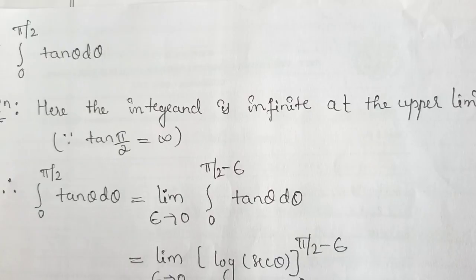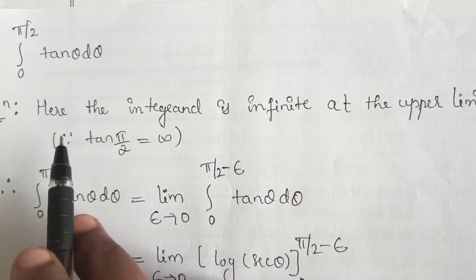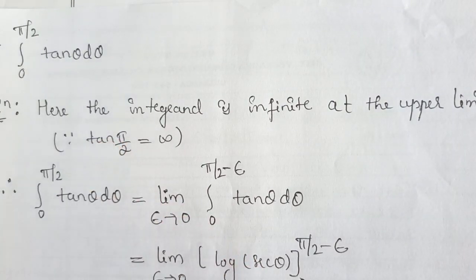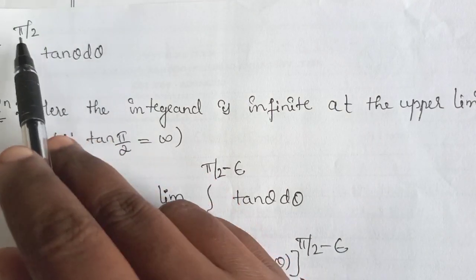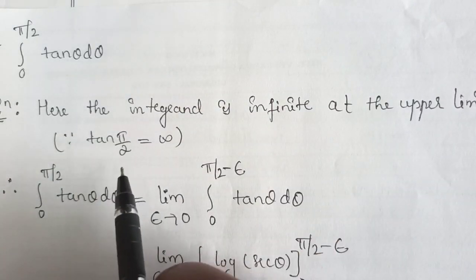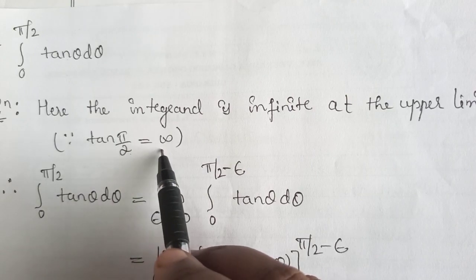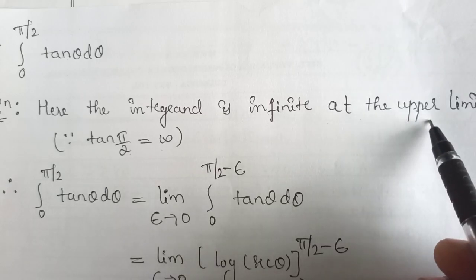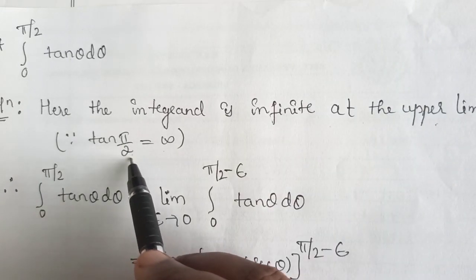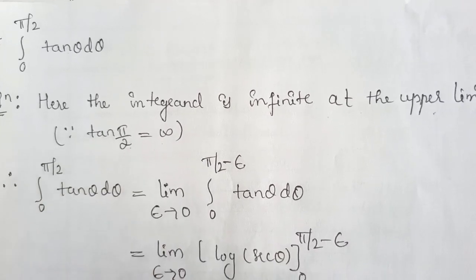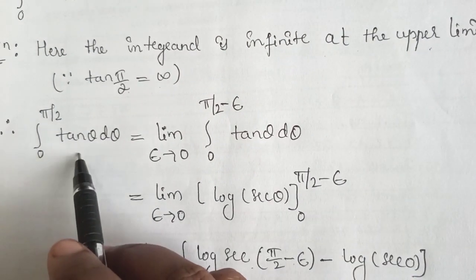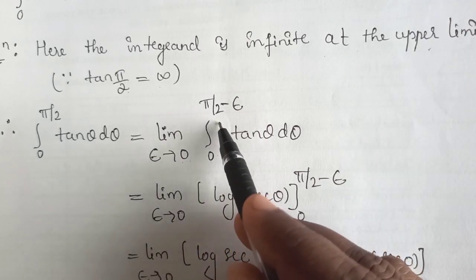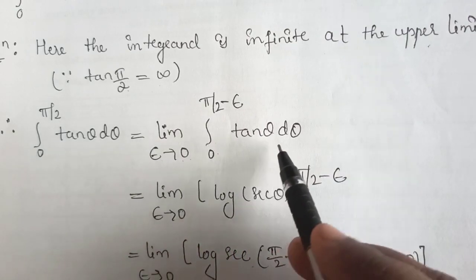Now we consider one more problem here. The integral from 0 to pi by 2 of tan theta d theta. You can observe that at pi by 2, tan pi by 2 is infinity. So the integrand is infinite at the upper limit. Therefore we can write the given integral as limit epsilon tends to 0 of the integral from 0 to pi by 2 minus epsilon of tan theta d theta.